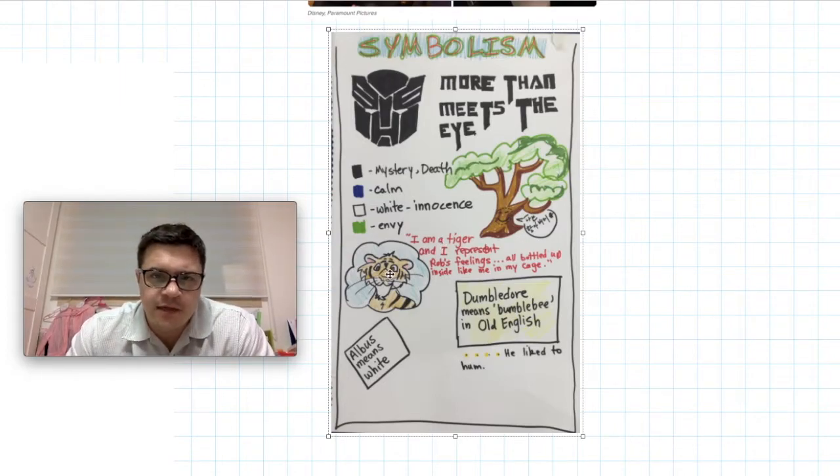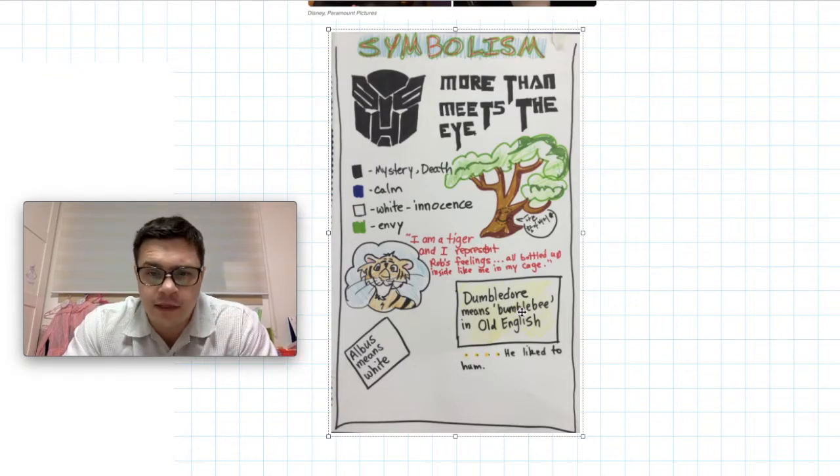These are objects that represent something more than what they are on the surface, but also authors spend some time thinking about the words they use. So, for example, Albus means white, and Dumbledore, okay, means bumblebee in Old English.